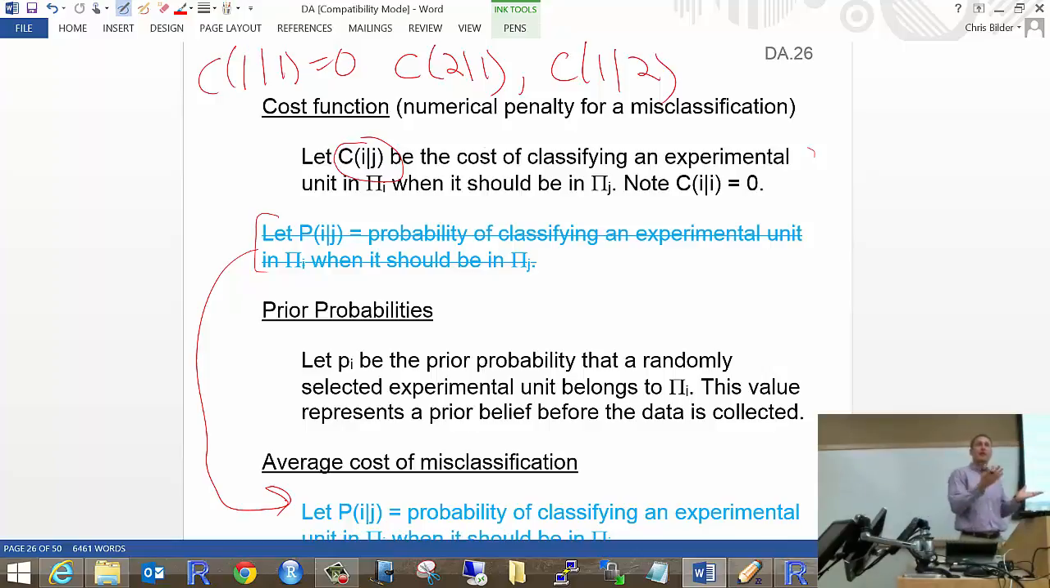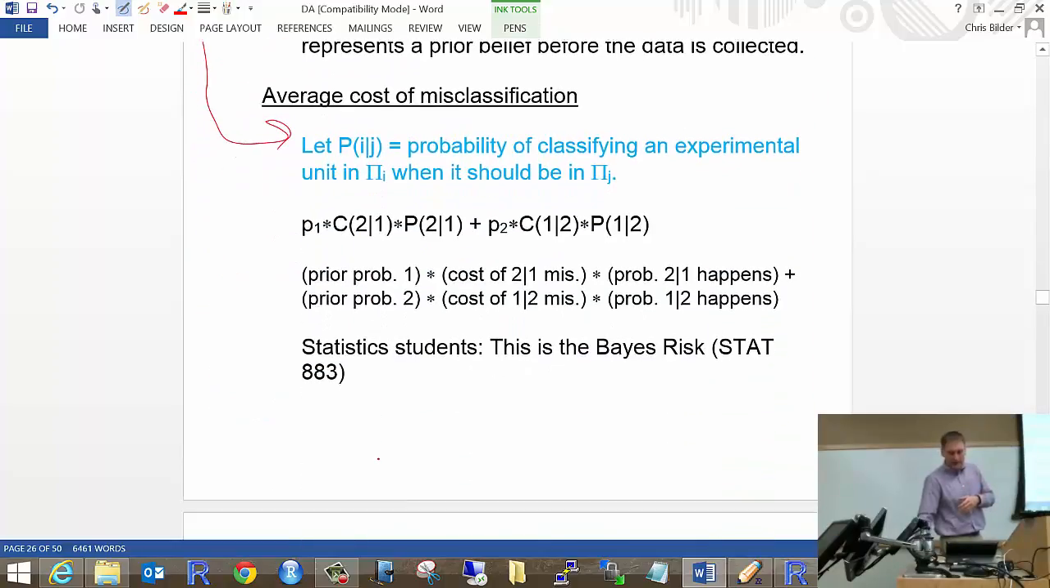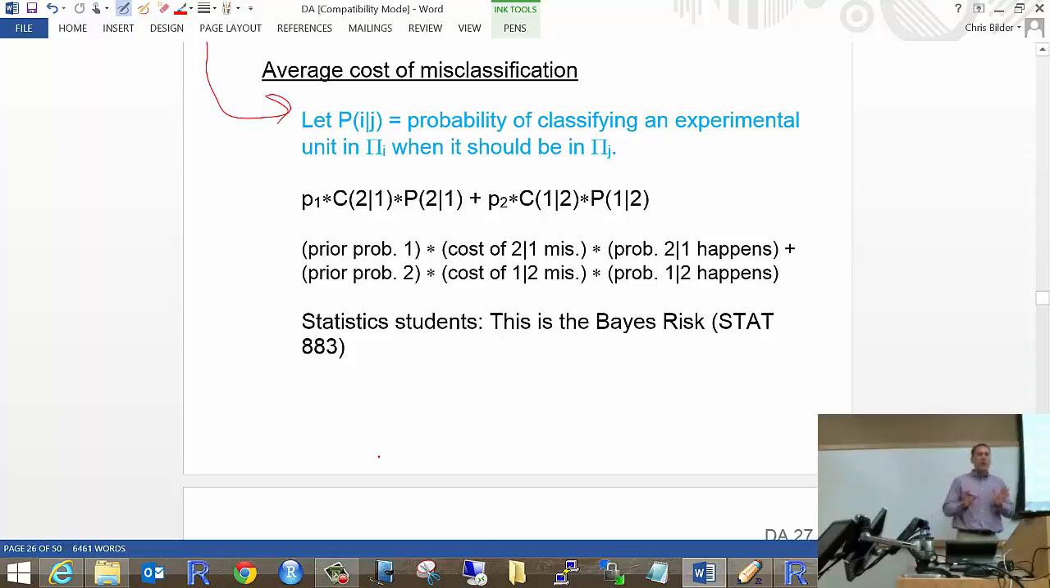Essentially, it's like a stratified random sample in those cases. Okay, so P sub I is going to be the prior probability that a randomly selected observation belongs to population I. Okay. Now, with this setup, we can define an average cost of misclassification. So on average, what is the cost of having a misclassification overall?